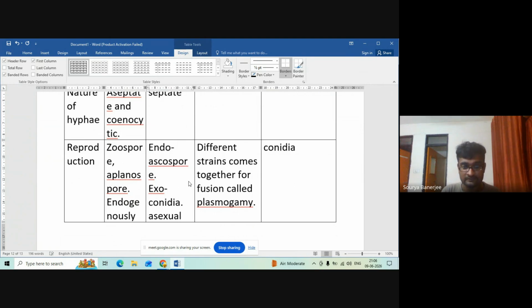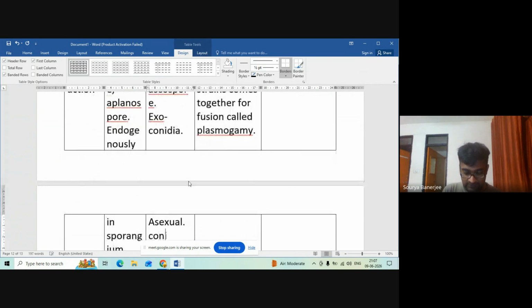asexual reproduction, and those bodies which contain the conidia at the tip of them are called conidiophores. Conidiophores contain conidia at the tip of them. That conidia is produced exogenously because they are produced at the tip. And that conidia just detach from the ascomycetes and they germinate into another fungus. That's how asexual reproduction happens exogenously.